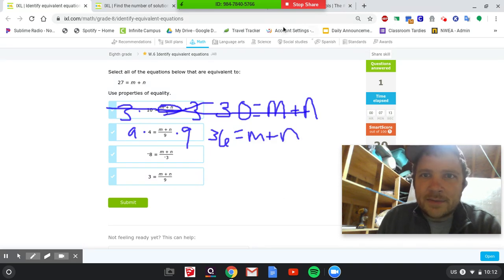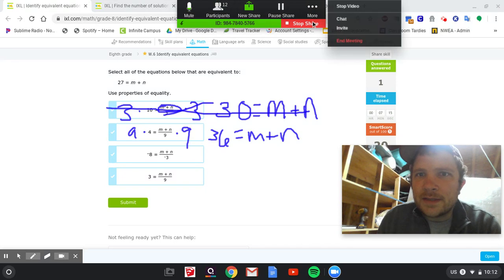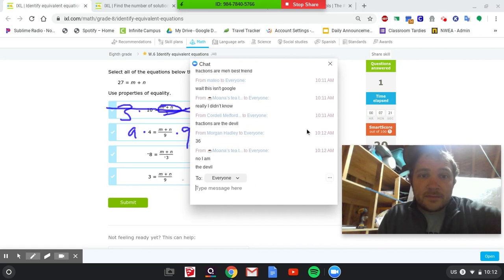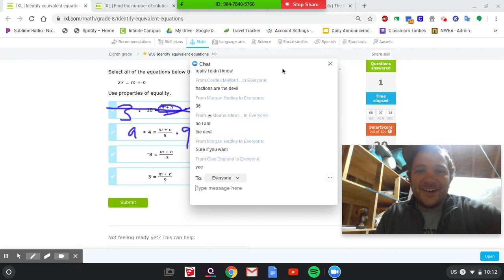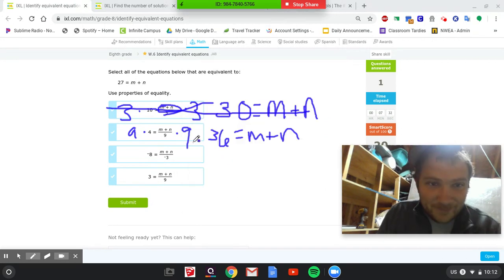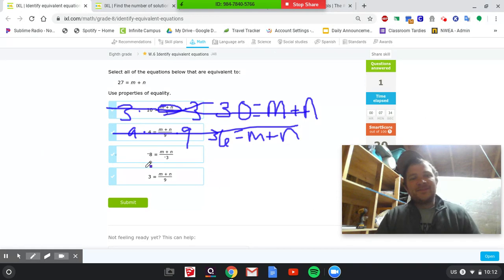Are those two the same things, chat? Tell me, are those the same things? M plus n equals 36 and m plus n equals 27. Same thing? No, Morgan Hadley. Not, no. Oh, geez. When do you get back to school? Okay, Yerga. All right, so that one's not going to be an option.